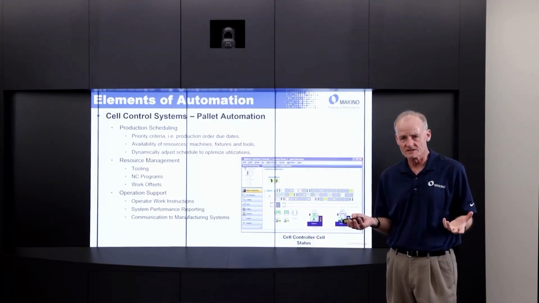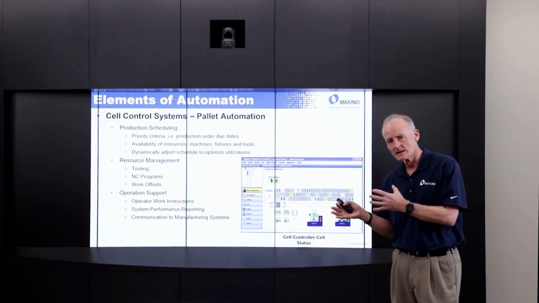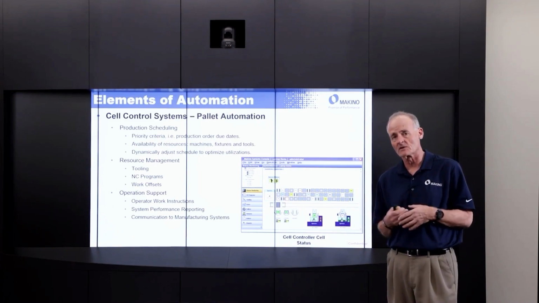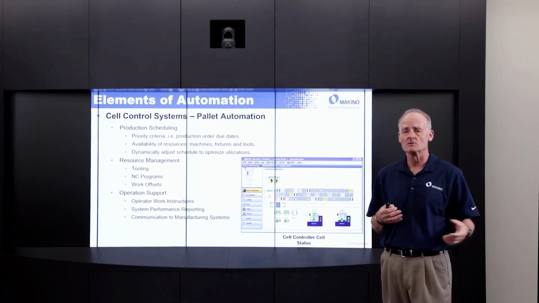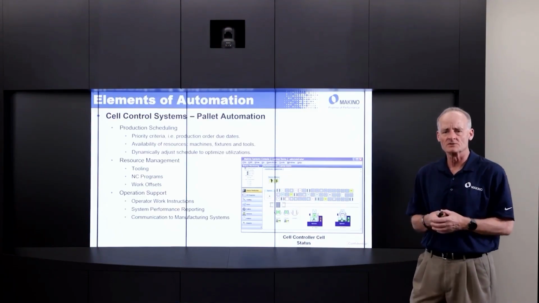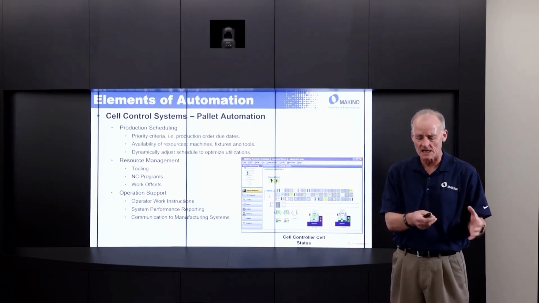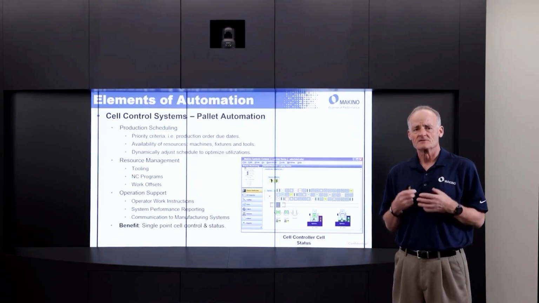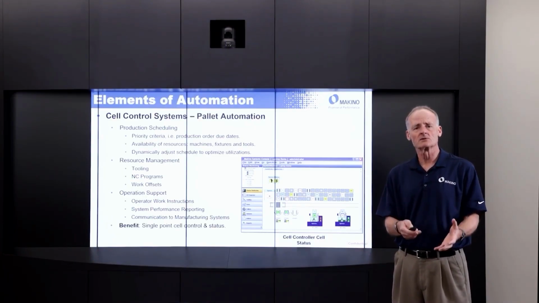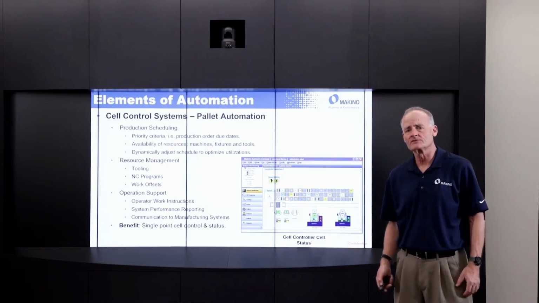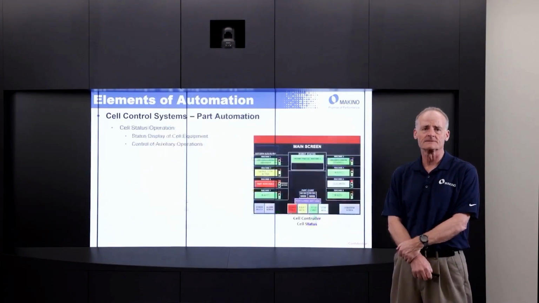And then reporting of system performance. We've talked about this already: reporting out how that system is running, maybe where your bottlenecks are, if you've got a vehicle issue or a fixture issue, something of that nature. And then communication with your manufacturing systems. Once again, that connectivity is becoming very important. So the benefit is a single point of cell control and status. This is where you can control your complete cell, and you're going to be able to determine what the status of that cell is.